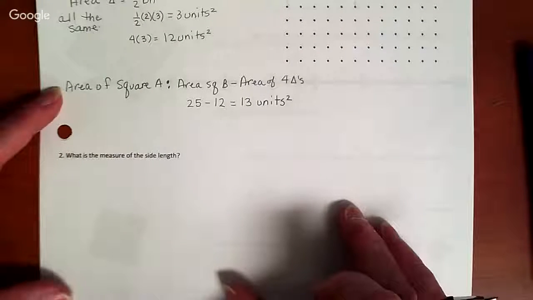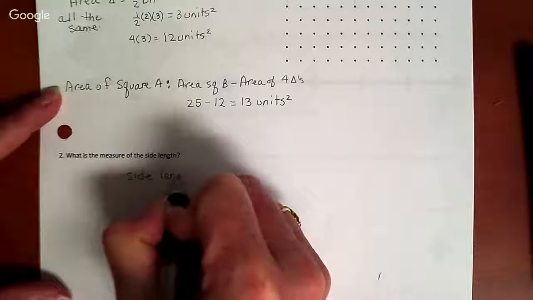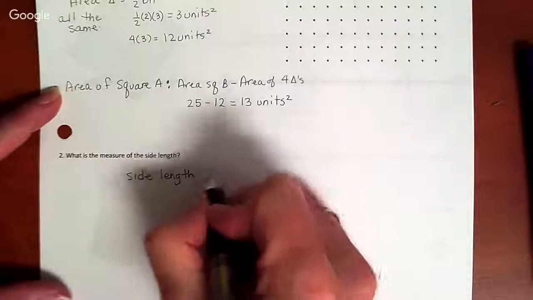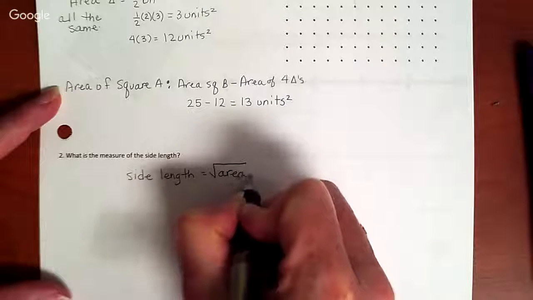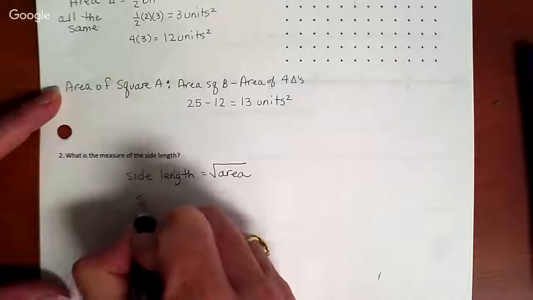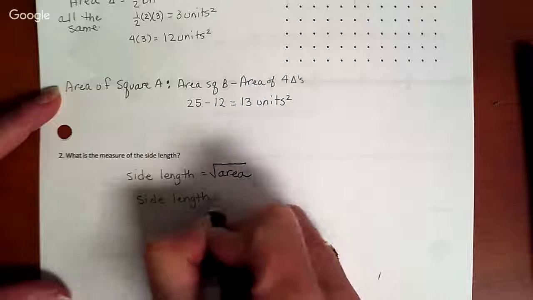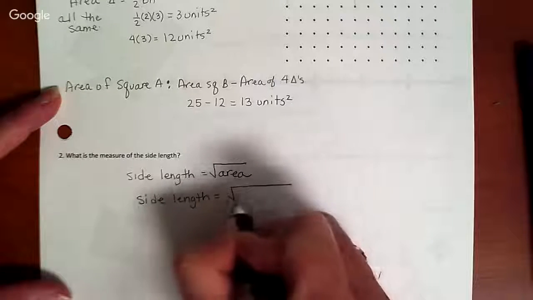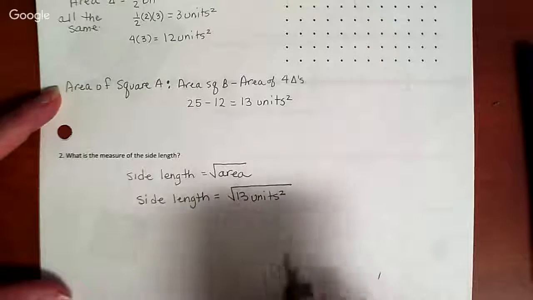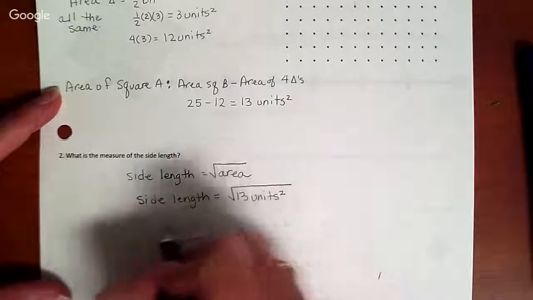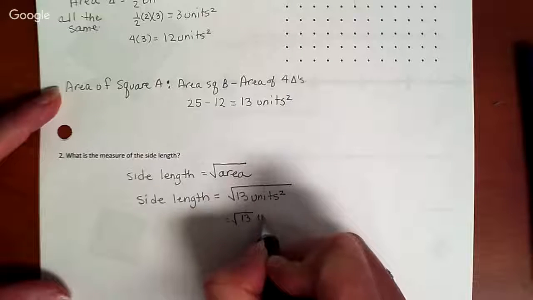Okay? Well, the side length would be the square root of the area. So for our side length here, would be the area of the 13 units squared. So in this case, it would be the square root of 13 units.